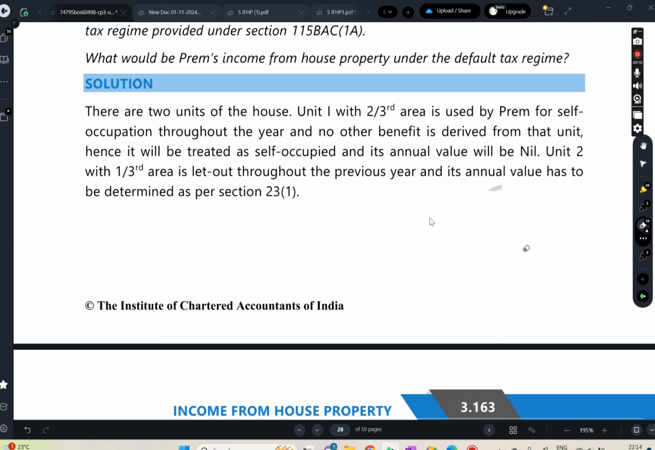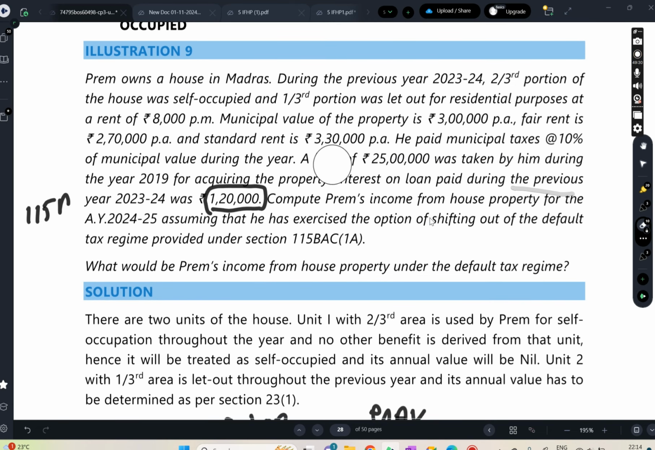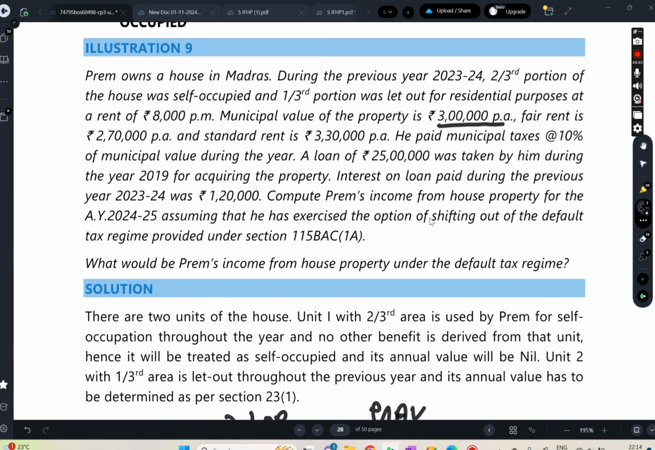Now, while doing the let out property, we need to split. We need to find out the GAV. So, how do we do this? 1/3 is the let out property. Now, municipal value of the property is 3 lakhs. So, we do 3 lakhs into 1/3. You will get 1 lakh. Please note, this is municipal value. Then next, fair rent is 2,70,000. Take your calculators with us. 2,70,000 into 1/3. 3 9s are 27, 90,000. Whichever is higher, 1 lakh is higher.